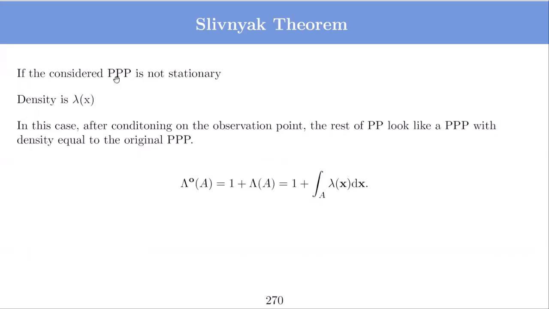Okay, if the Poisson point process was not stationary, then also you can apply this. Other than that, the number of points will be lambda A, and then you have one more point, so it will be 1 plus lambda A.